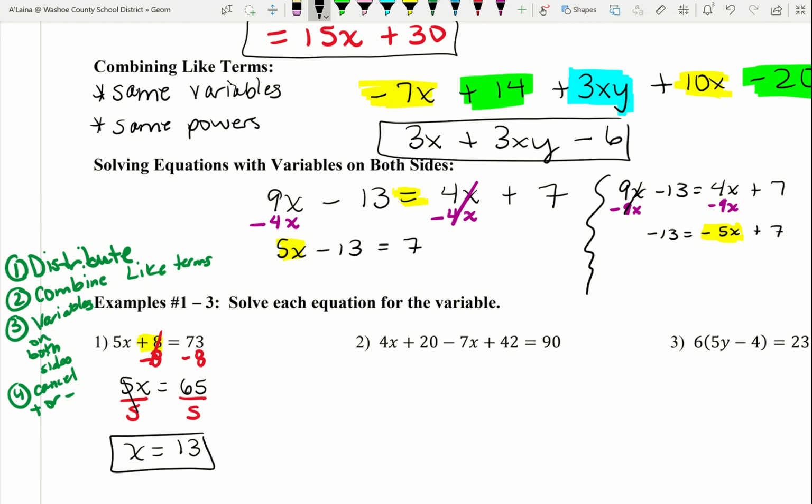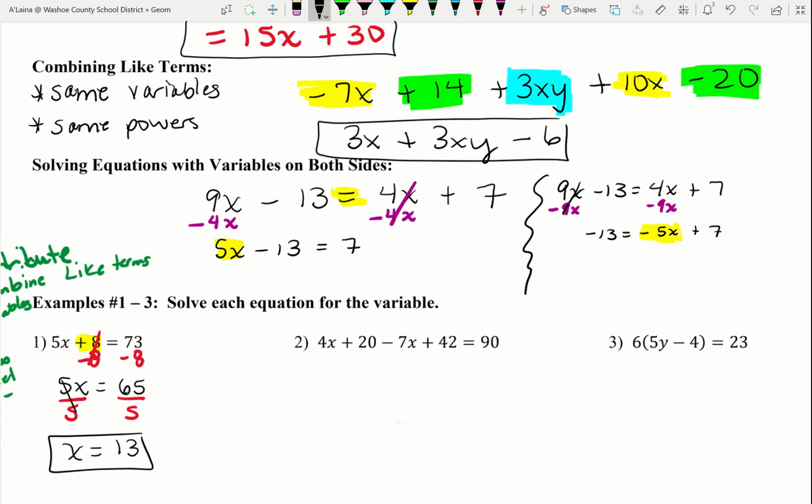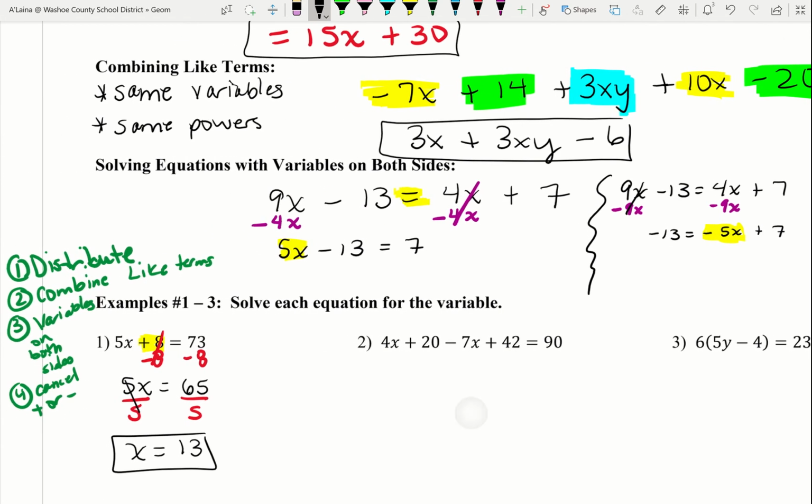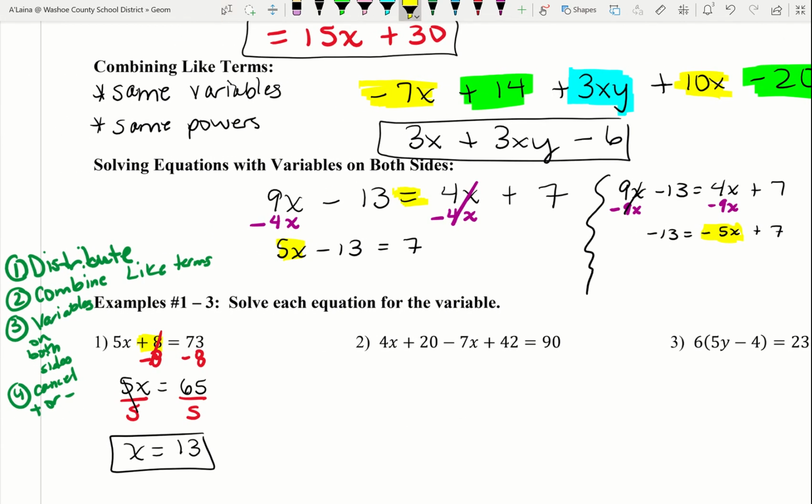All right, number 2. There is nothing with a distributive property, so I cannot do step 1. So that one's done. Combining like terms, however, I do have like terms that are on the same side of the equal sign. This negative 4x, the positive 4x and the negative 7x, I can combine those. And then the positive 20 and the positive 42 can be combined. Notice I'm not going to combine the 90. It's on the right side of the equal sign. It cannot be combined unless they're on the same side of the equal sign.